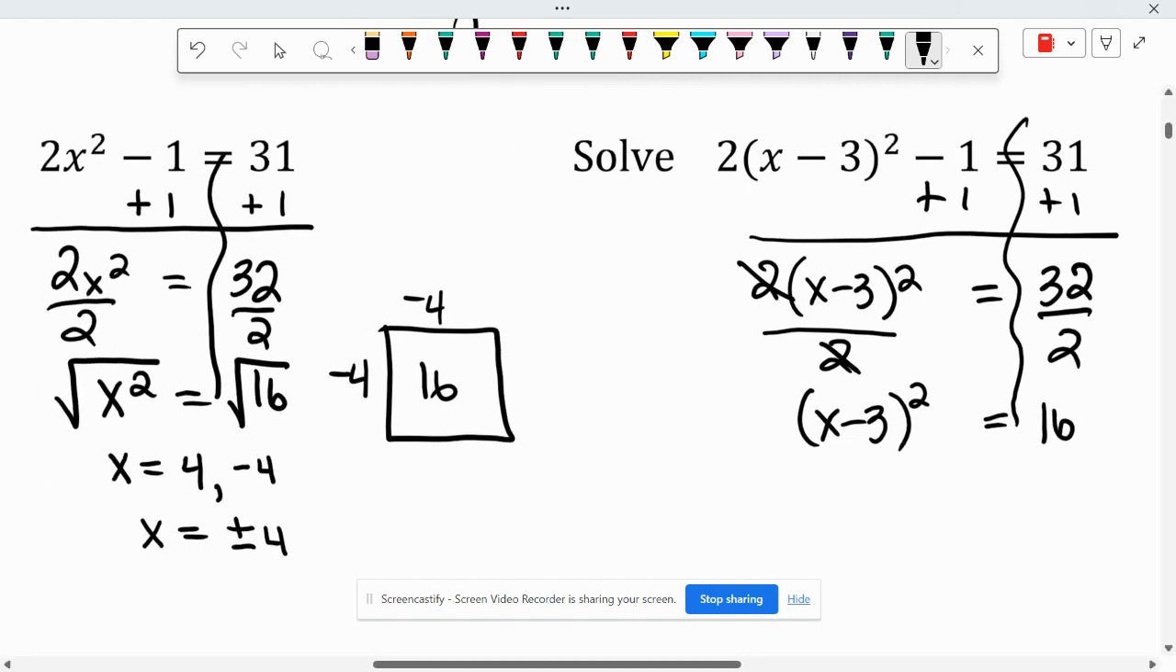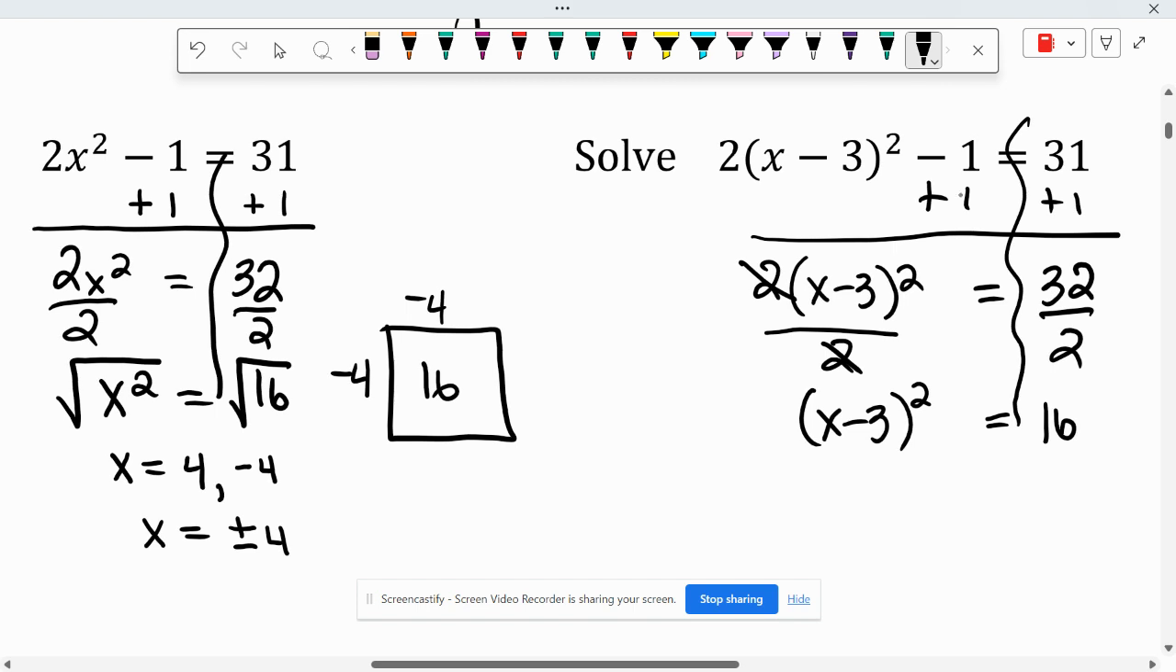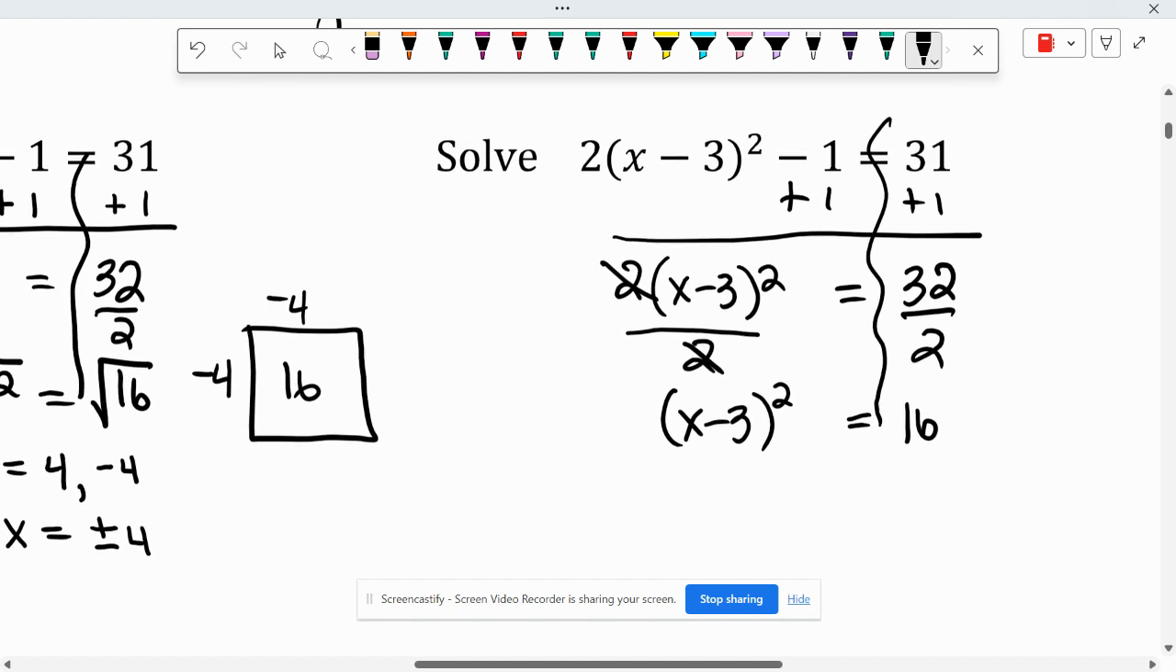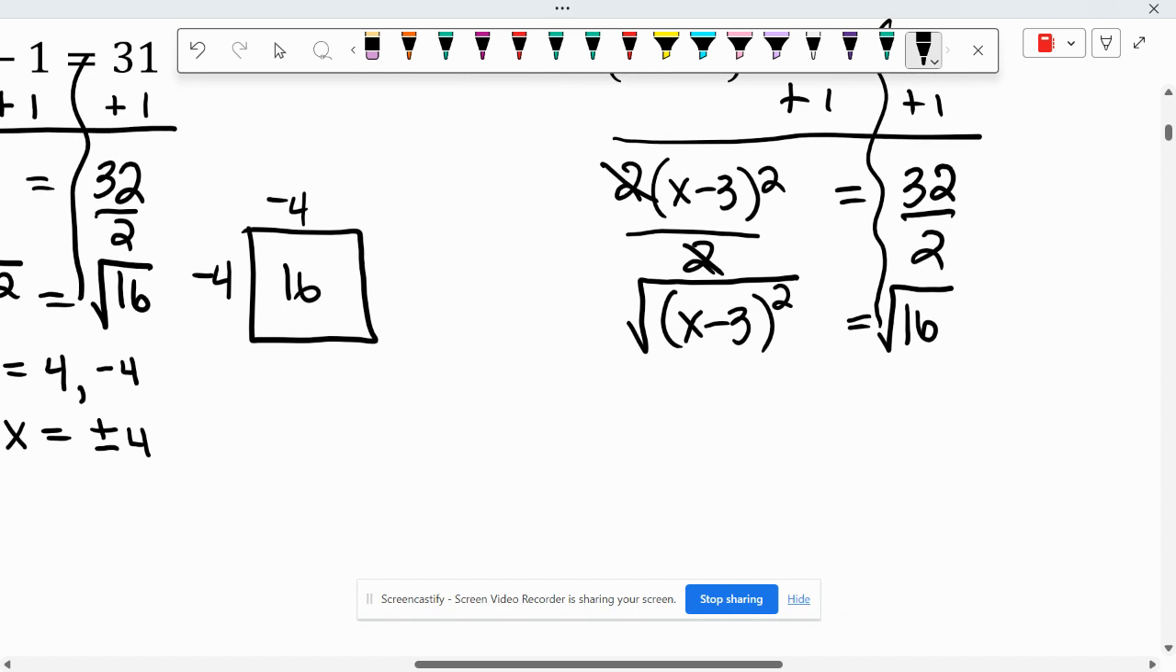So now over here, when we ended up with something squared, how did we get rid of it? How did we unsquare something? We took the square root of it. So how do I unsquare x minus 3, the quantity squared? I take the square root of it. But remember, whatever you do on one side, you have to do to the other side. So the square root of x minus 3, the quantity squared, that just makes that squared go away. So now I just have x minus 3.